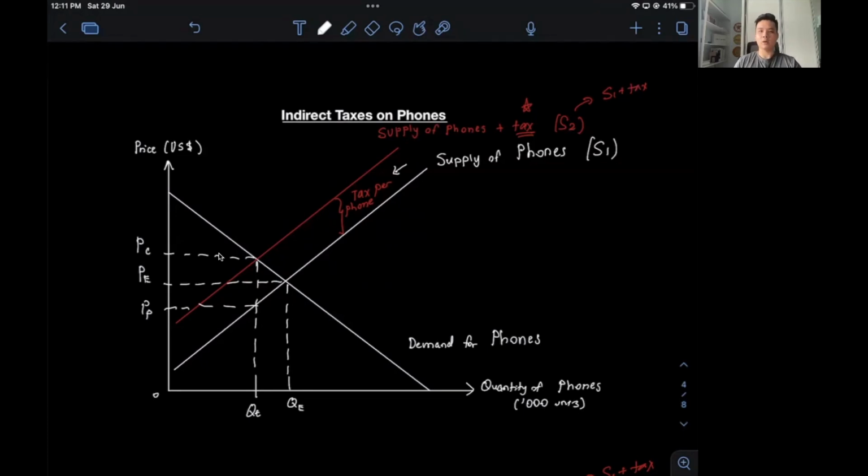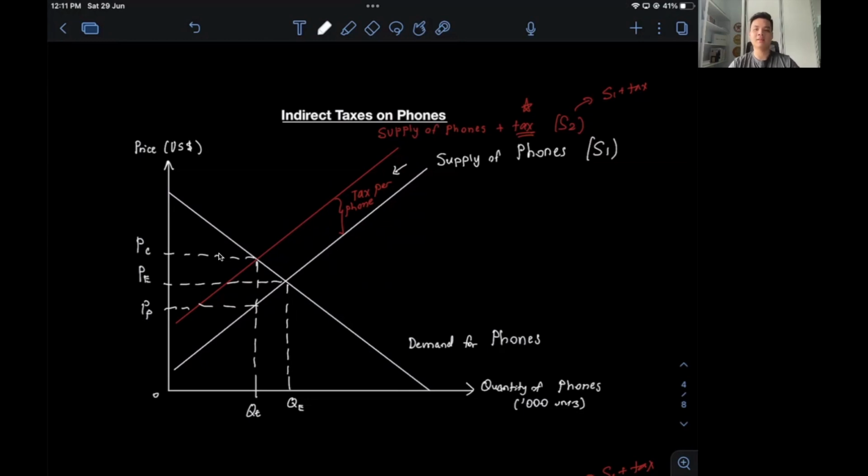So why exactly do governments impose indirect taxes? There are four main reasons. Firstly, as a source of revenue for the government. Secondly, as a way to discourage consumption of harmful goods such as cigarettes or alcohol. Third, to redistribute income, especially when you tax high-income earners. And lastly, to improve the allocation of resources by reducing negative externalities.